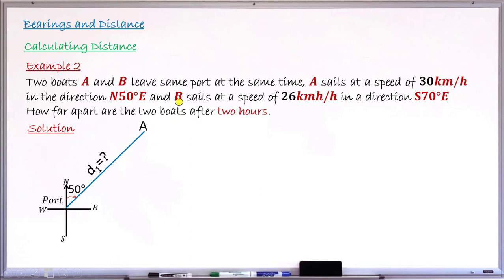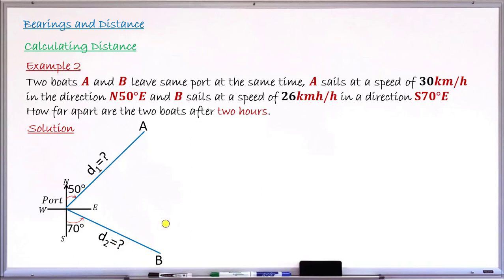So let me move to boat B. The direction it takes is 70 degrees south of east. This is the south line, so towards east, I will take this angle 70. So there I will have the angle like this. So it takes this direction, and it travels the distance d2 after 2 hours. So this is step number 1.